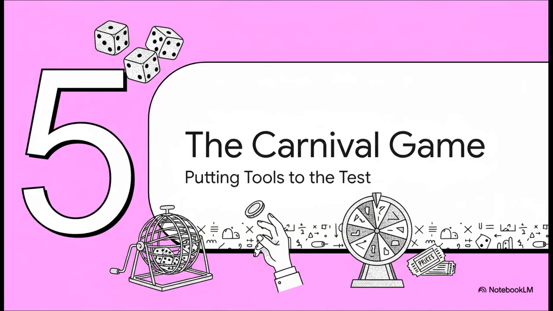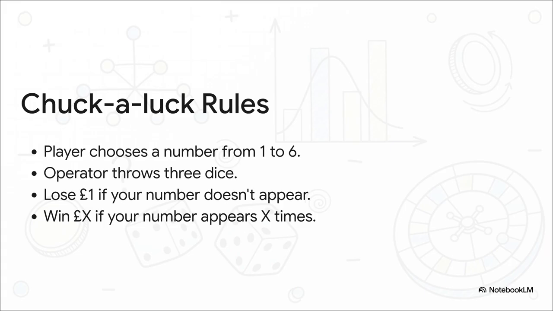All right, enough theory. Let's apply our entire toolkit, the random variable, the PMF, and the expected value, to a real-world example. Let's talk about a classic carnival game called Chuck-a-Luck. So here's how it works. The rules seem pretty straightforward. You pick a number, let's say you pick 5. The operator rolls 3 dice. If no 5s show up, you lose a pound. If 1 5 shows up, you win a pound. 2 5s gets you 2 pounds, and 3 5s wins you 3.